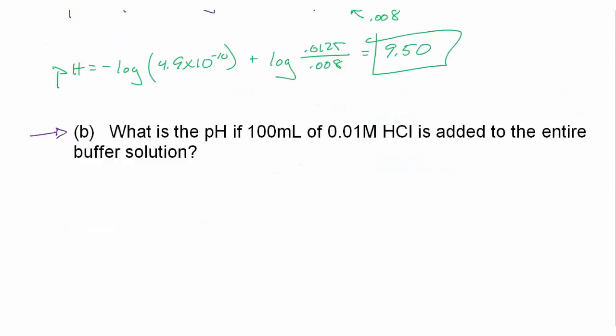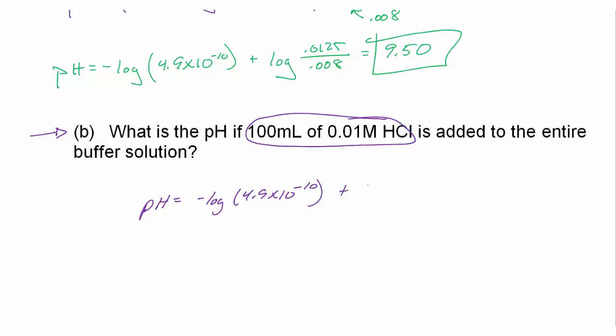Now, what is the pH if 100 mils of 0.01 molar HCl is added to the entire buffer system? Okay, add an acid, get an acid. So my pH is going to be the negative log of 4.9 times 10 to the negative 10. That part doesn't change. Plus the log of 0.0125. Let's put in the original moles.